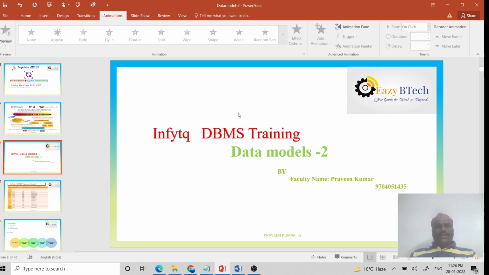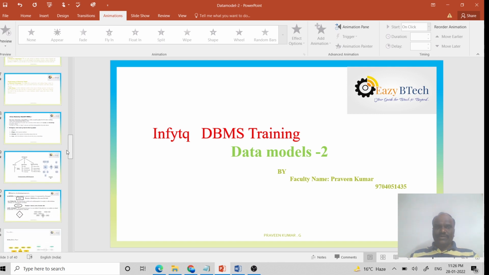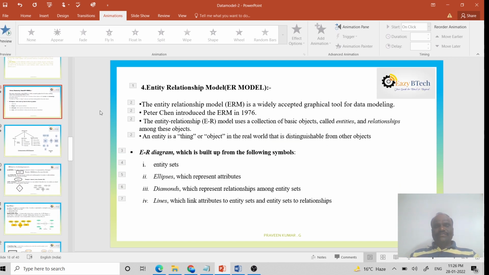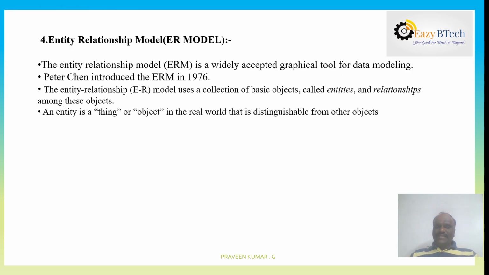Now we continue with our syllabus. In the last class, we discussed what a data model is and what the types of data models are. Already we completed 3 types of data models: hierarchical model, network model, and relational model. The fourth model is the entity relationship model. It is also called the ER model.